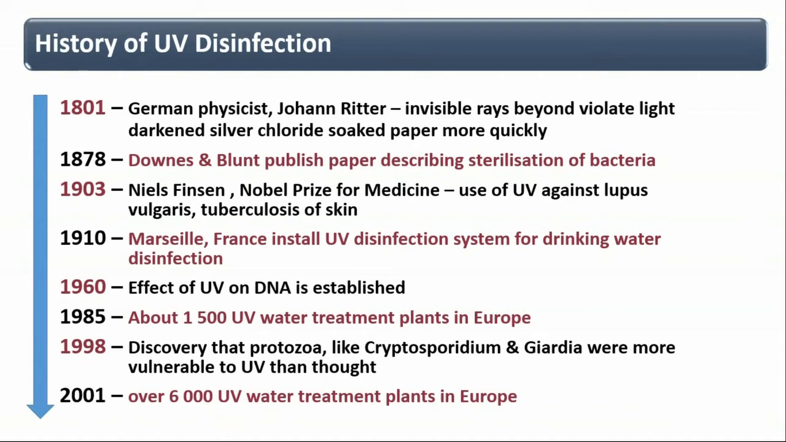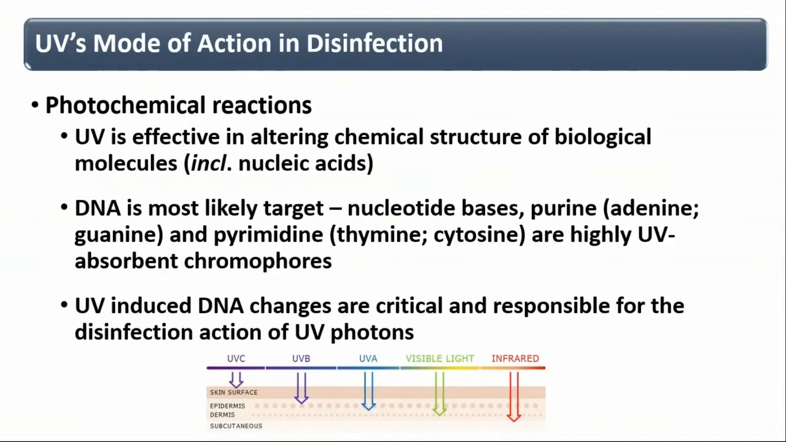But in 1998, it was discovered that protozoa, Cryptosporidium and Giardia, which are responsible for quite a lot of diarrhea and disease and sickness, especially in developing countries, both waterborne and quite infectious, are much more vulnerable to UV light, not resistant as much as they are to chlorine, and that's one of the big uses of UV in water treatment. So in Europe and the United States, there are now more than 600 water treatment plants using UV as a disinfection mode.